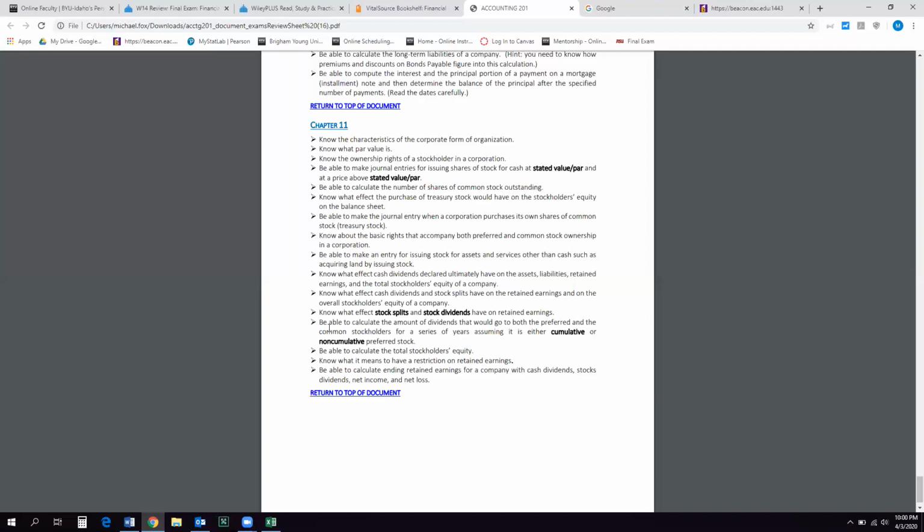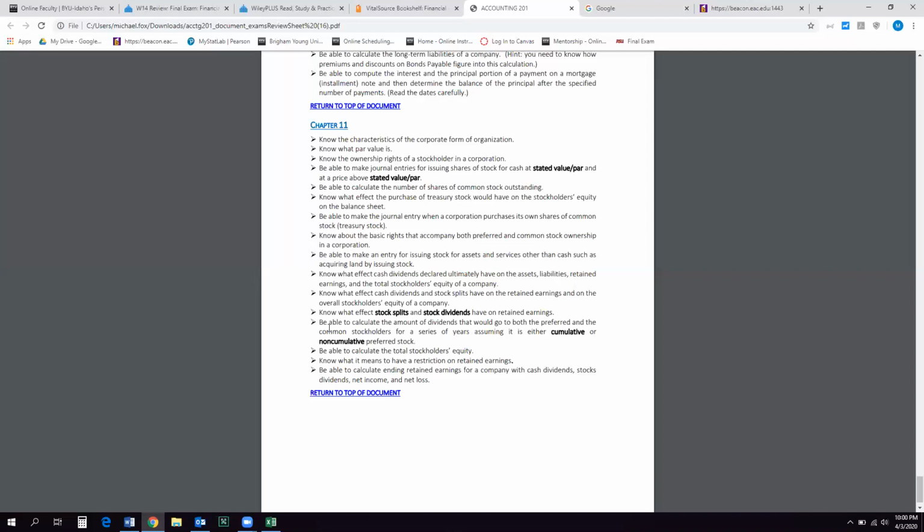Know what it means to have a restriction on retained earnings. So recognize that sometimes it's a legal thing that companies didn't choose. Other times they choose it because they want to maintain a certain amount of money in the retained earnings account. It just means there's a certain amount in the retained earnings account that they're not going to go below for whatever purpose. So that's what a restriction on retained earnings is.